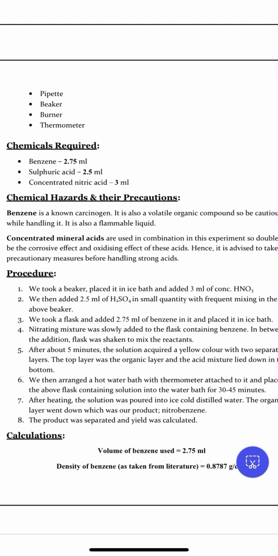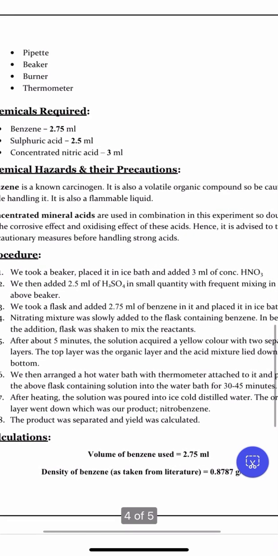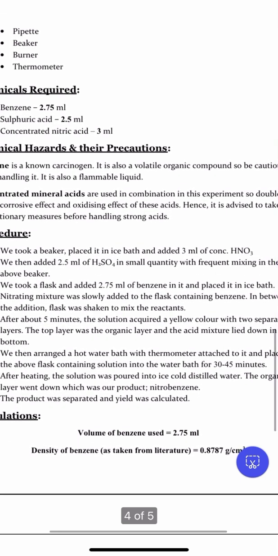Remember, you can take these quantities using a pipette or a dropper depending upon the availability of apparatus in your lab. We will then take another flask and add 2.75 ml of benzene in it, and we will place it in an ice bath. Now the nitrating mixture will be slowly added to the flask containing benzene, and always remember to shake the flask in between so that the reactants get mixed. After about 5 minutes, you will see the solution acquire a yellow color with two separate layers. The top layer will be the organic layer and the bottom layer will be the acid mixture layer.